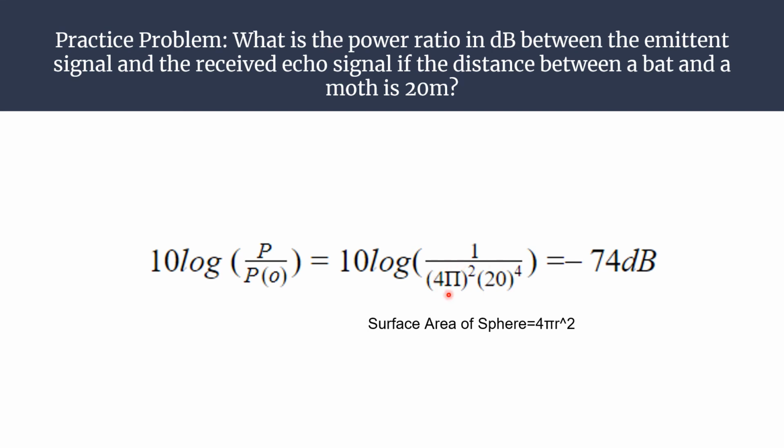And we square this because the sound has to go to the moth and then it has to come back. So the whole denominator is squared. So we get 4 pi squared, and then the r squared is squared, so that's why we get 20 quadrupled. If we do this math, we will get negative 74 decibels. So that is the power ratio between the emitted signal and the received echo.